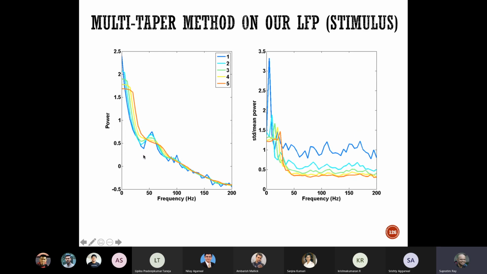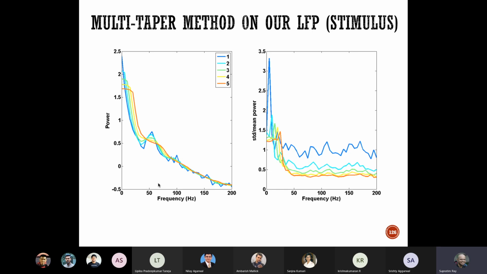So this is what happens when you do the multi-taper analysis on the LFP signal that we had during the stimulus period. For a small number of tapers, you see this nice bump, and then it sort of fades away. You can barely see it as your tapers increase. And if you had lots of trials like what we have in this case, multi-taper is useless. You really should use just 1 taper or 2 tapers if you've got like 100 trials.